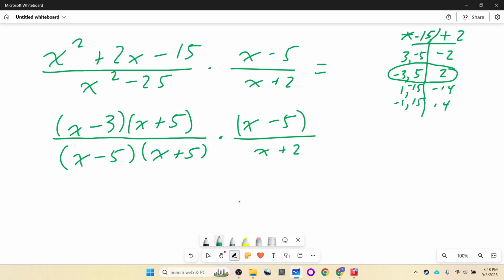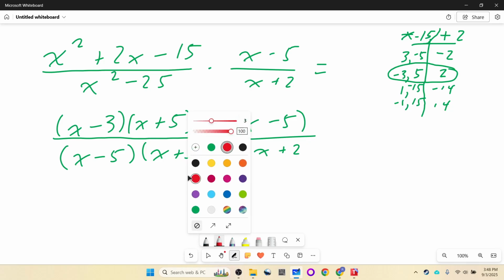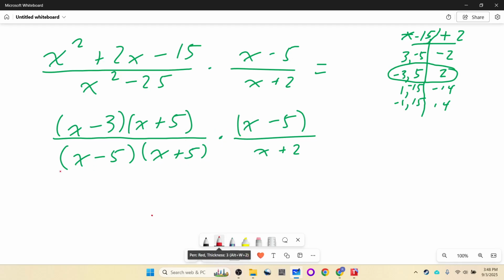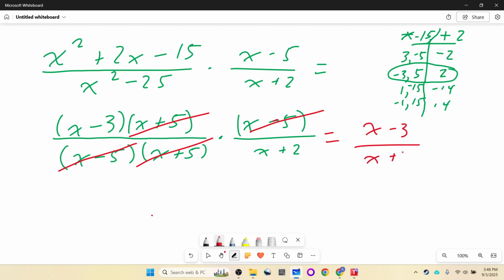So now we're going to divide out any common factors. So let's see. What are common factors? Well, there's an x minus 5 on the bottom. There's an x minus 5 on top. So an x plus 5 on the bottom and x plus 5 on the top. So this equals x minus 3 over x plus 2 as long as x is not equal to plus or minus 5.